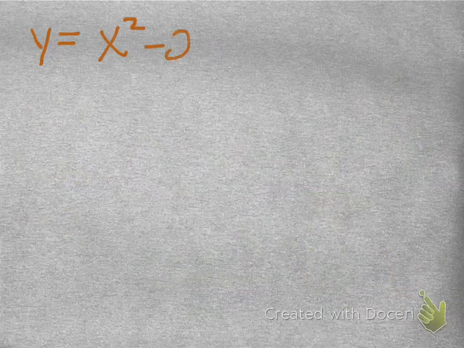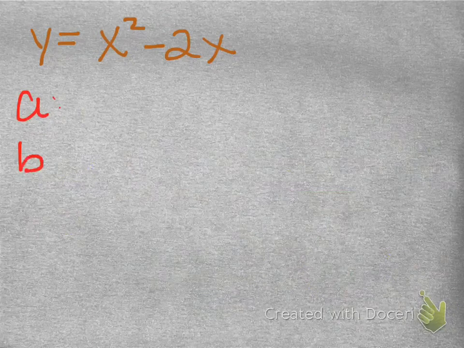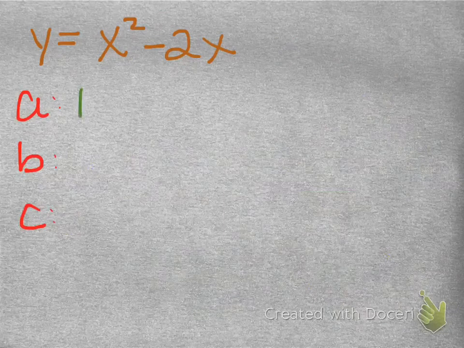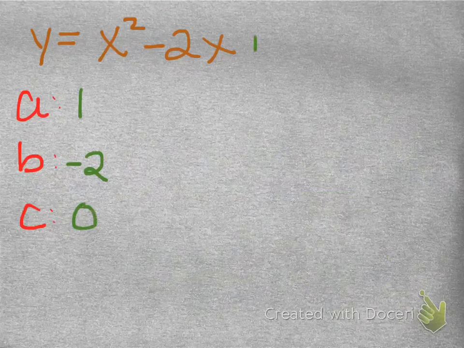Let's find the x-intercepts of y equals x squared minus 2x. First thing I'm going to do is identify a, b, and c. Alright, so my value of a is 1, b is negative 2, and then c is actually 0 because there's no constant over here. So that's okay, it's 0.